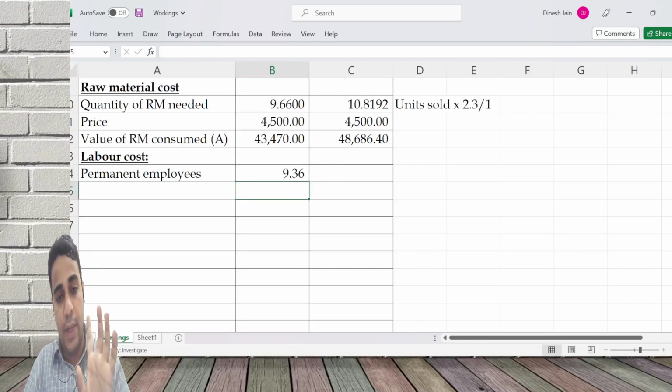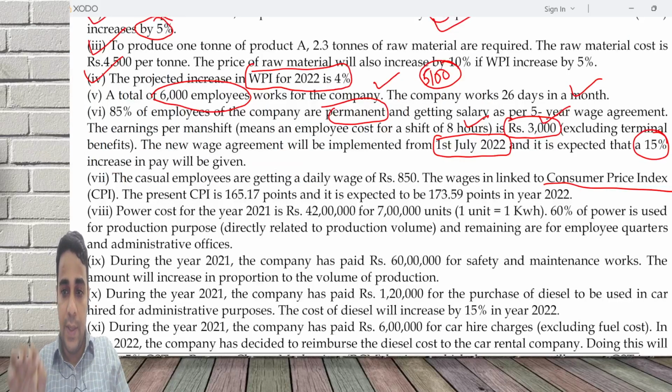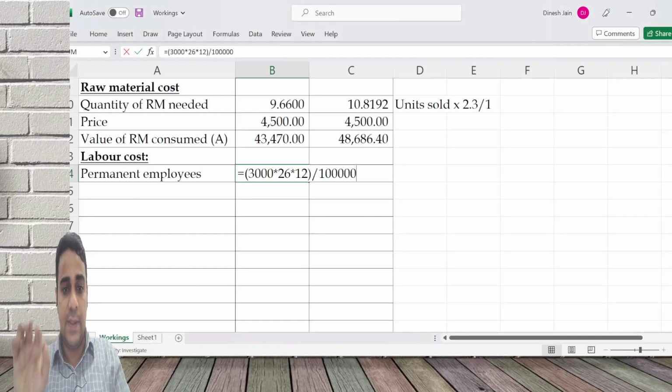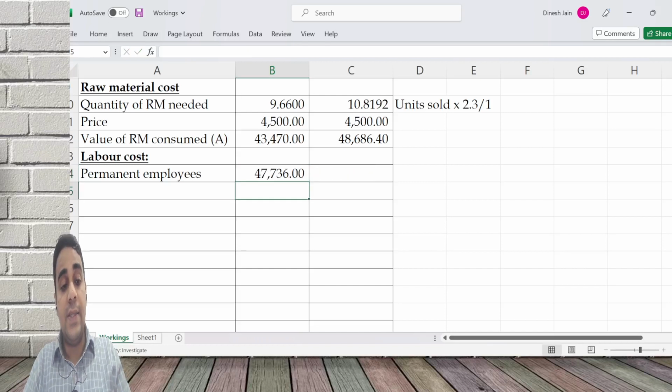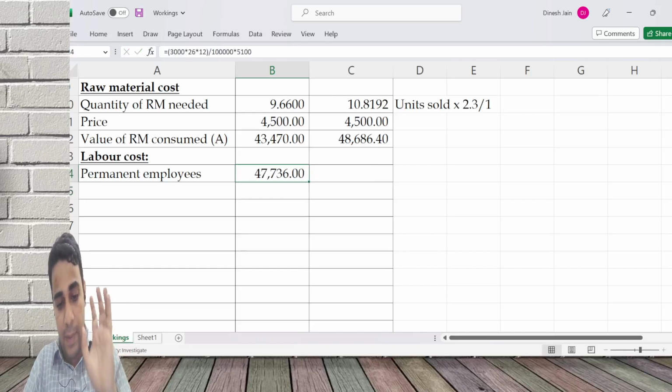This is for one employee, okay? This calculation I am doing for one employee. Calculation is 3,000 rupees into 26 days into 12 months by 1 lakh. 1 lakh is to get it in lakhs. How many employees? 5,100 employees. This is last year's calculation for permanent employees.